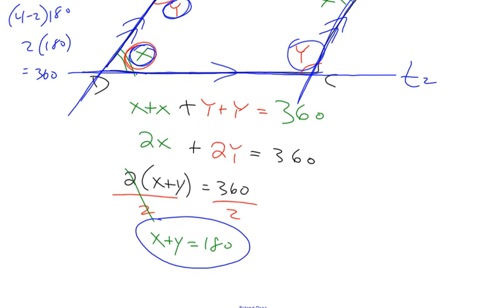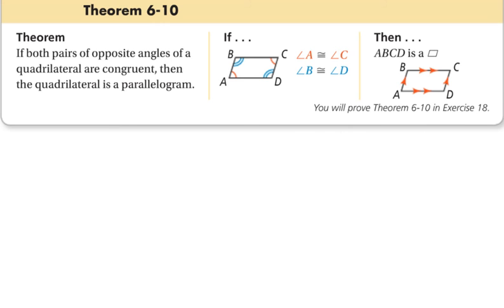So, it is absolutely true. This theorem belongs in your notes. If both pairs of opposite angles of a quadrilateral are congruent, then the quadrilateral is a parallelogram. If you need to, put your player on pause, take down the theorem, take down this diagram, and this diagram as well. And then we'll come up with a formal two-column proof with statements and reasons.